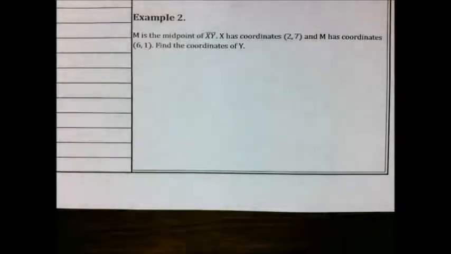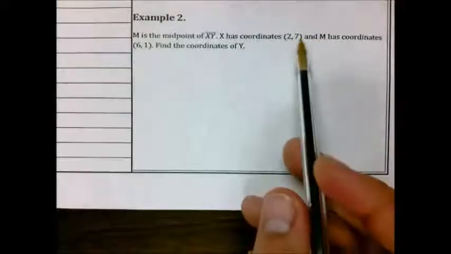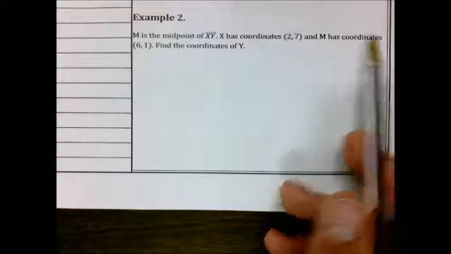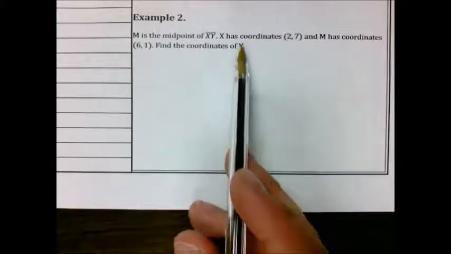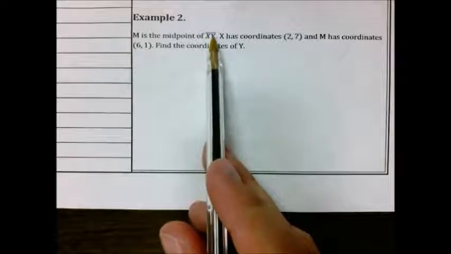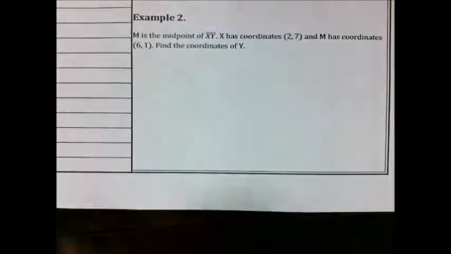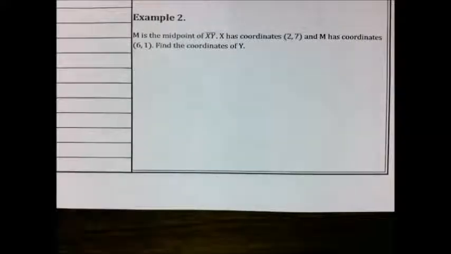Alright, example 2 gets a little bit trickier. M is the midpoint of XY. We have a line XY, and we know M is the midpoint. X has coordinates 2, 7, and M, our midpoint, has coordinates 6, 1. So we don't know the coordinates for Y. We know X and we know the midpoint of this line, but we don't know the coordinates of Y, and that's what we're trying to discover here.